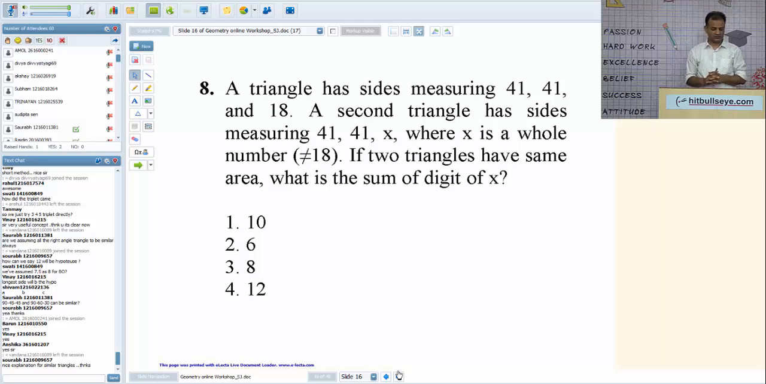A triangle has sides measuring 41, 41, 18. A second triangle has sides measuring 41, 41, x. x is a whole number, not equal to 18. Same area. Find the sum of the digits of x. If you are aware of the triplets, it is a very easy 10-second question. Otherwise, Heron's formula is very lengthy.